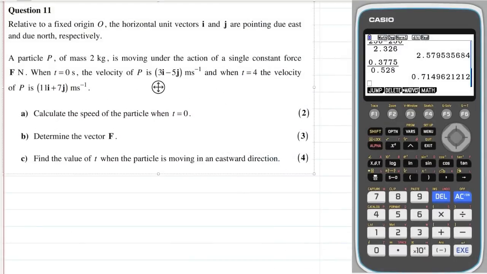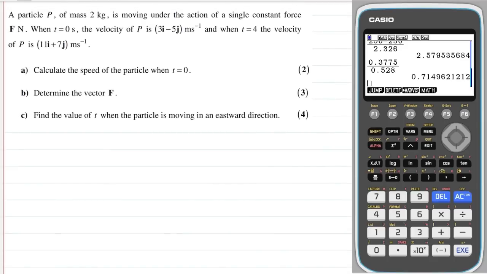Okay, question 11. It says, relative to a fixed origin, the unit vectors i and j are east and north, as we expect. Particle P of mass 2 is moving under the action of a single constant force F. When t equals 0, the velocity is given as this, the initial velocity, and when t equals 4, the velocity is given as that. Calculate the speed of the particle when t is equal to 0.